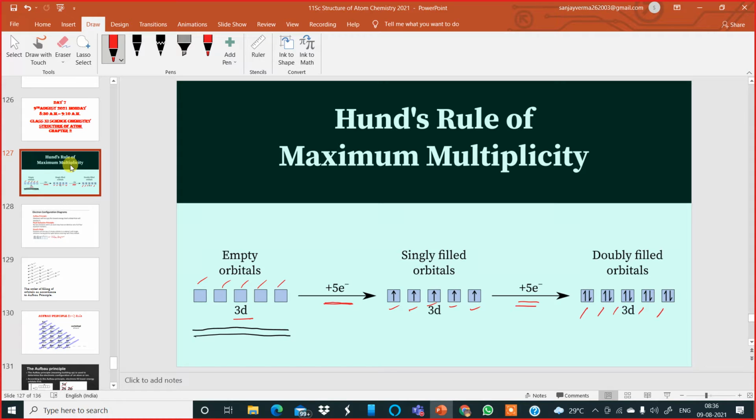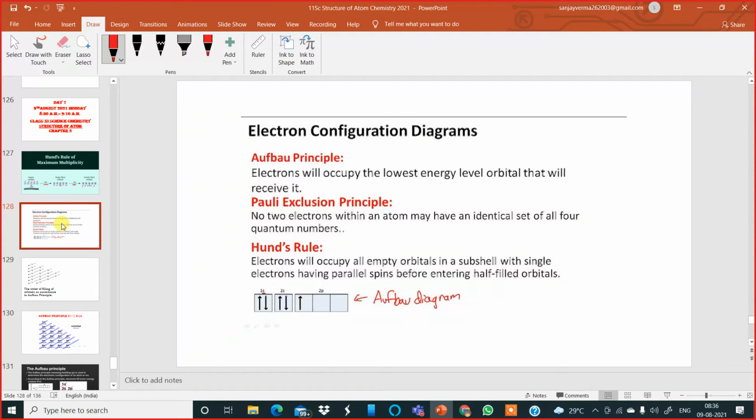The statements you learn from the next slide. The statements are given over there for the electronic configuration. According to the Aufbau principle, remember, electrons will occupy the lowest energy orbital available. That means electrons always occupy orbitals which possess lower energy. Only once the lower energy orbitals are filled up do the higher energy orbitals get filled up.